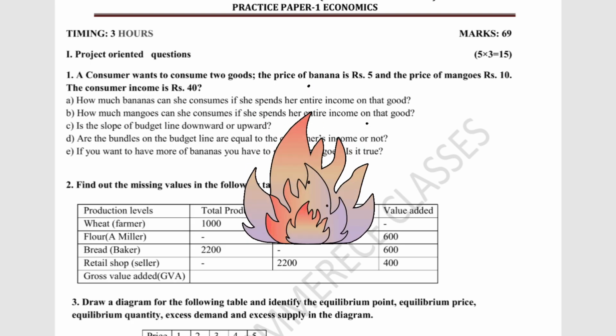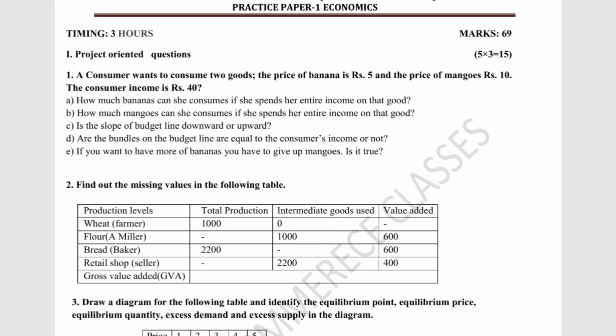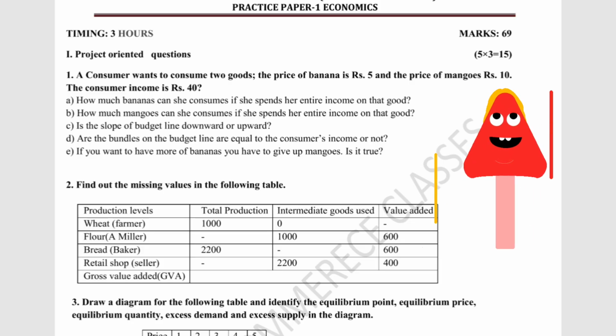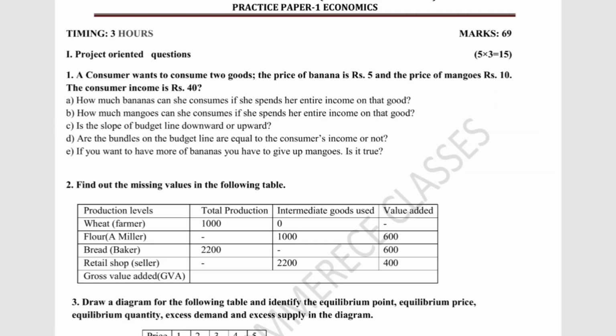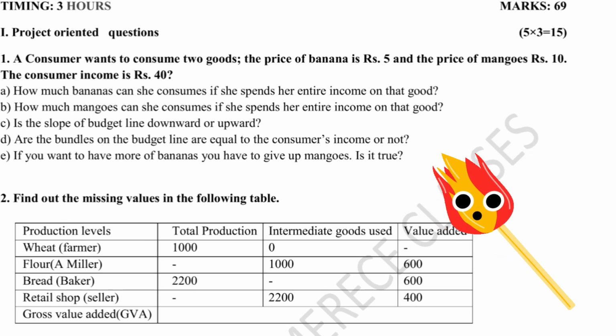The question will be like this: a consumer wants to consume two goods. The price of banana is rupees 5 and the price of mango is rupees 10. The consumer income is rupees 40. You need to answer the sub questions. A: how many bananas can she consume if she spends her entire income on that good? B: how many mangoes can she consume if she spends her entire income on that good? C: is the slope of the budget line downward or upward? D: are the bundles on the budget line equal to the consumer income or not?